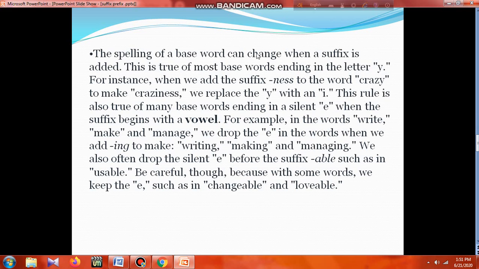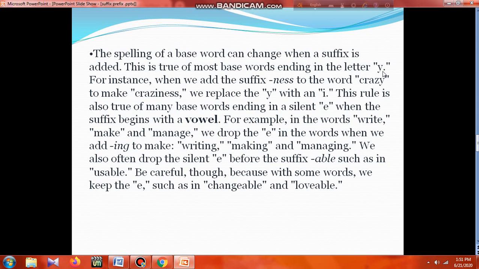And the spelling of a base word can change when a suffix is added. So to some extent base words can get changed. This is true of most bases ending with the letter y. For instance, when we add the suffix -ness to the word crazy to make craziness, the y is eliminated and an i is added, so you replace the y with an i. This is usually also true for base words ending with a silent e when the suffix begins with a vowel. So in the case of adding suffixes, some base words may change.